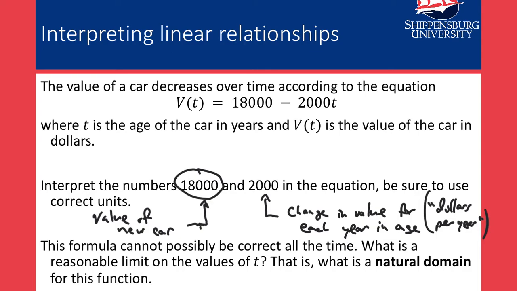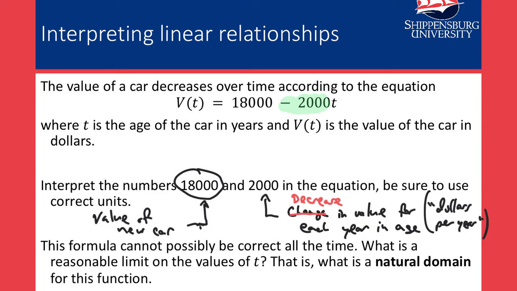Notice that in the equation, the number in front here is really negative 2,000. The 2,000 is subtracted. And so it would be more appropriate, instead of saying the change in value for each year, we should say the decrease in value. So when the rate of change is negative, we think of that as a decreasing value.